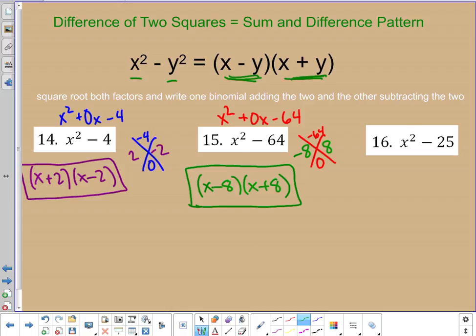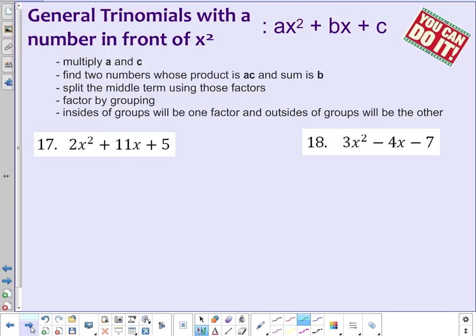I'm going to leave number 16 for you to do on your own, and we'll move on to the next one. Now, when there's a number in front, here's some steps that you can take note of if you don't remember how to do this, but I'll do a couple out with you, and we'll see how it goes.